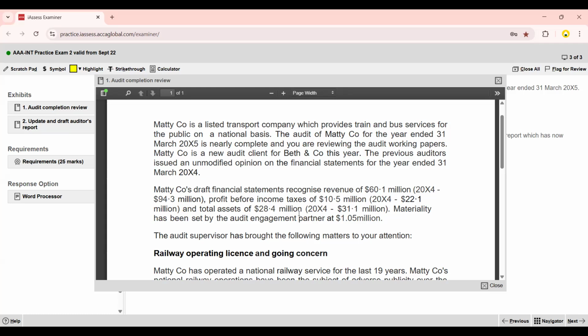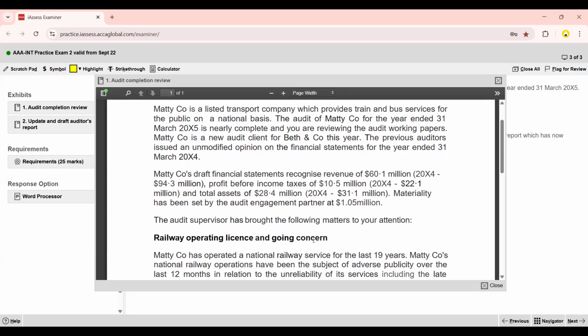Now, why are the listed company status and the new audit client mentioned by the examiner? Because this will help you in determining your materiality. We have solved risk questions, and the listed client and new audit client give a better understanding in determining the materiality. The audit supervisor has brought the following matters to your attention.